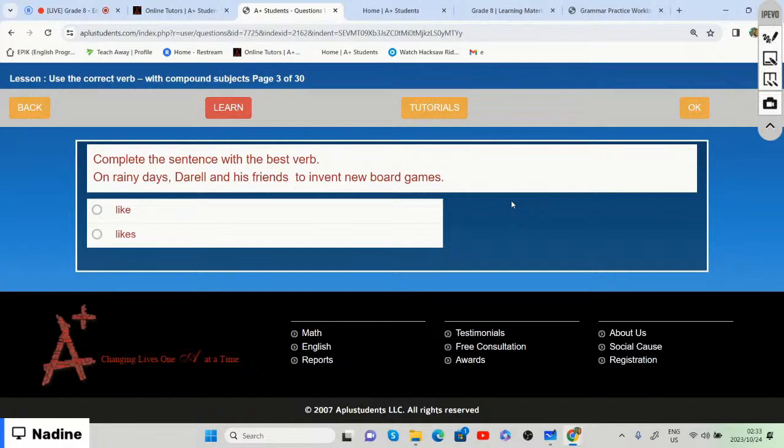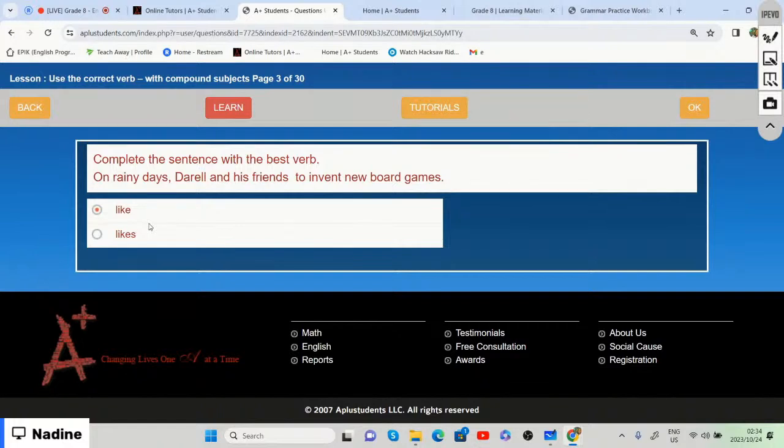On rainy days, Daryl and his friends like to invent new board games. So we can say Daryl and his friends like to invent new board games. So remember, once again, if your subject is singular, your verb ends in an S, ES, or IES. But if your subject is plural, then your verb is basically a singular verb. No S, no ES, no IES.